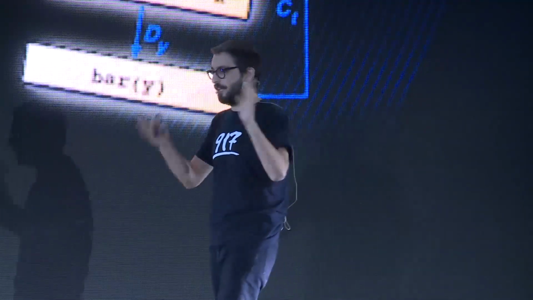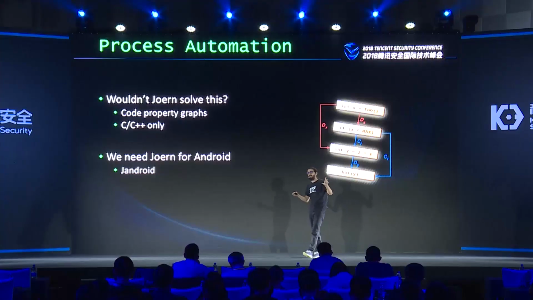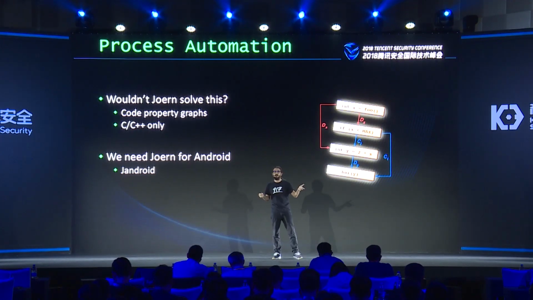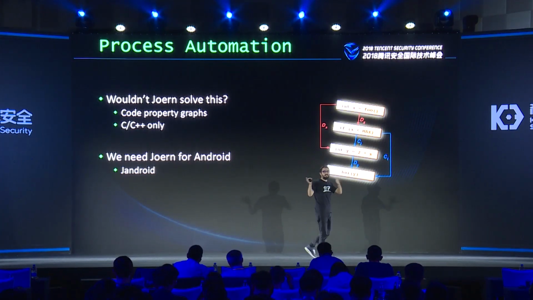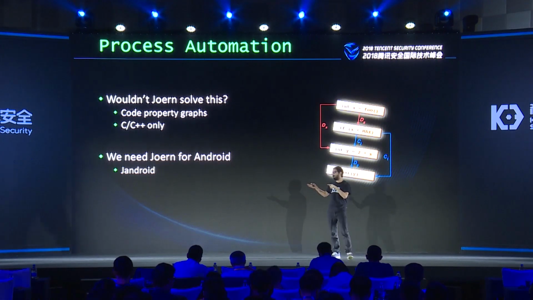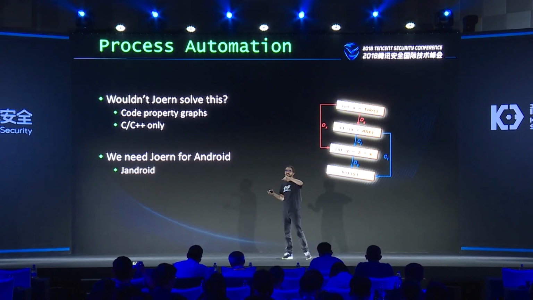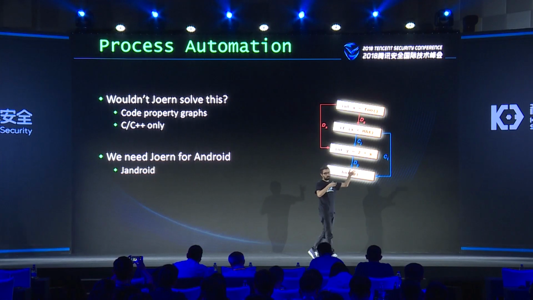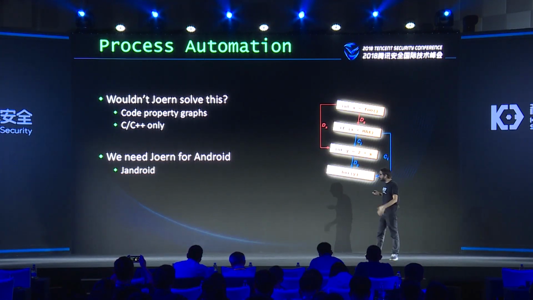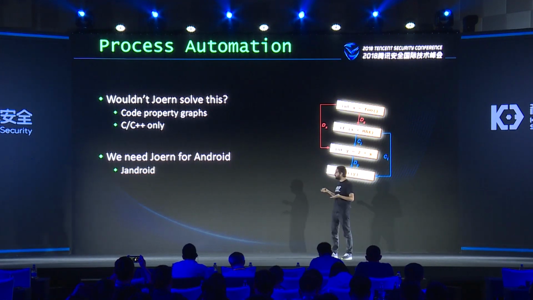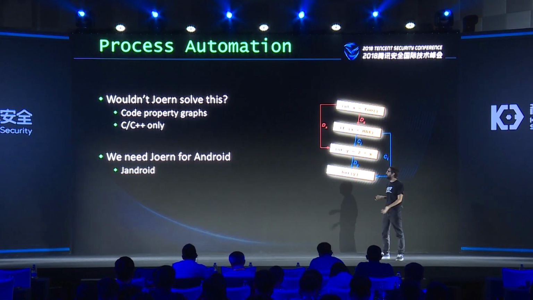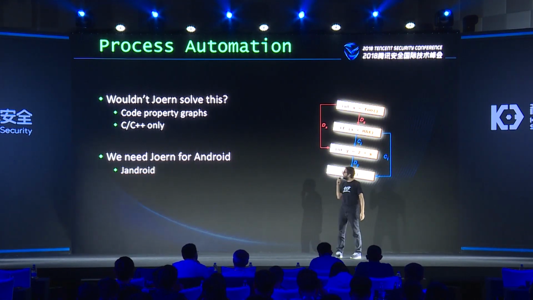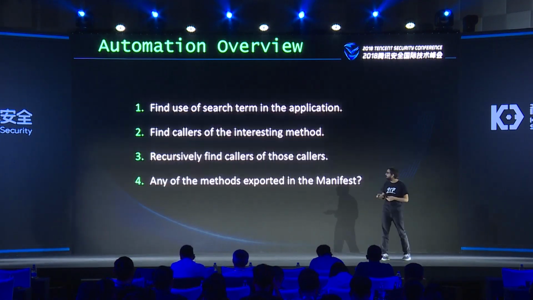Things like, give me all the instances of memcpy where the size parameter comes out of some mathematical operation applied on an integer, where this integer is different from the one passed to a malloc call before the memcpy is issued. Things like that. So we need something very similar for Android, and the name kind of stuck. It's called Jandroid, and it will parse Smali files instead of C and C++.